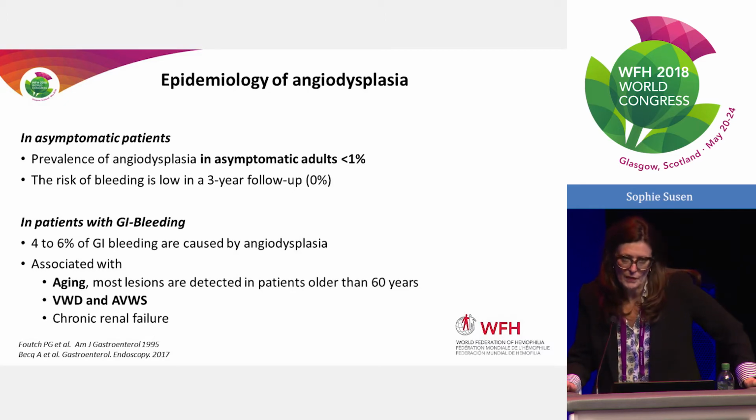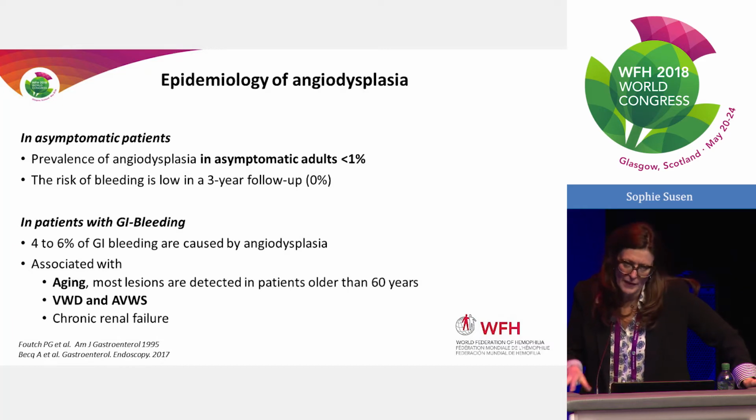In asymptomatic patients, older reports indicate a prevalence in asymptomatic adults of less than 1%, with a risk of bleeding in a 3-year follow-up of 0%. But we must mention that these studies were made before the video capsule camera and all the techniques now available to investigate the digestive tract. In patients with GI bleeding, angiodysplasia represents 4 to 6% of the causes of bleeding and is associated with aging, VWF defects, and chronic renal failure.